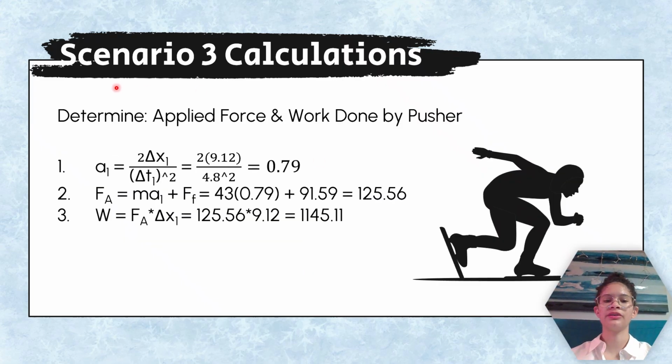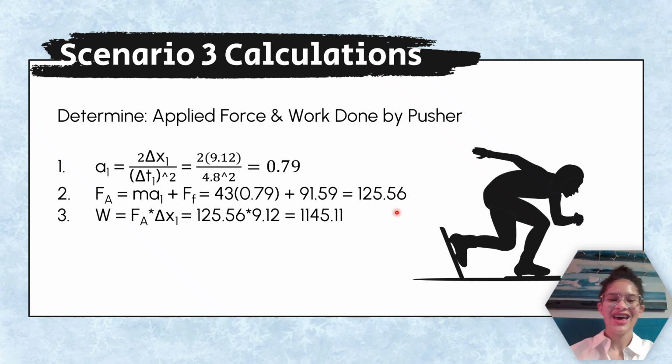And now, using the friction that we just calculated, we can determine the applied force during the first period and the work done by the skater pushing the other skater. And so to determine acceleration, you've got 2 times the first displacement over delta t squared, again derived from kinematics equations, and you get 0.79 meters per second squared. And the applied force is equal to mass times acceleration plus the force of friction, because the net force is the applied force minus the force of friction. And so there you have m times a plus friction equals 125.56 newtons. And that's the force I was pushing with.